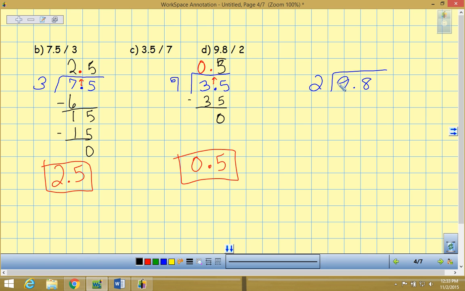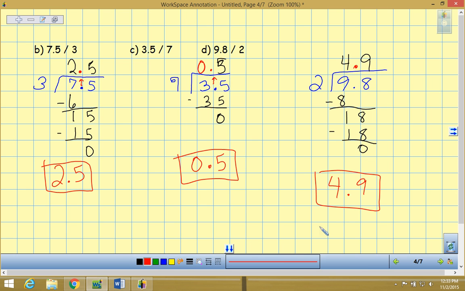How many times will 2 go into 9? 4 times. And 4 times 2 is? 8. 9 minus 8 is? 1. I bring down the 8 for 18. How many times will 2 go into 18? 9. 9 times 2 is? 18. Subtract for 0. Alright. Now I've got to remember to what? Bring that decimal up for an answer of 4 9/10.